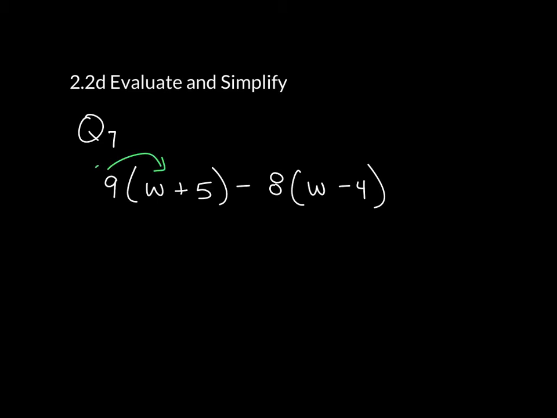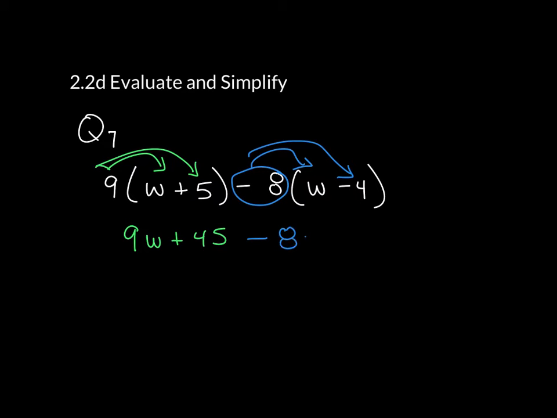The first step is to distribute. So you take the 9 and multiply it times the w and 5, and you are left with 9w plus 45. Now with this next step, this is an 8, and treat this as a negative 8 when you multiply it times the w and the 4. And when you do that, you'd be left with minus 8w. And this is a negative 8 times a negative 4, so that leaves you with a positive 32.